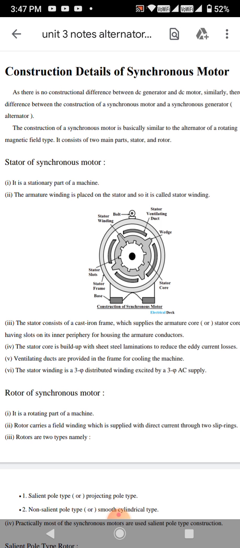Today I would like to discuss a few words about the construction of a synchronous motor. It means how we will construct a synchronous motor. Let's go to our topic.